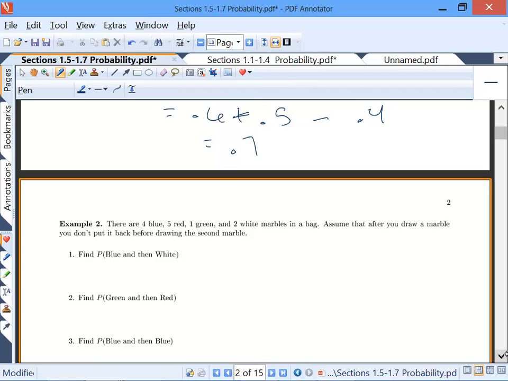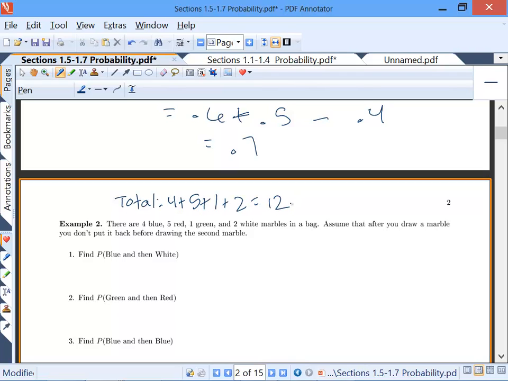Now, anytime you see an "and," that is an intersection, and we know that we are going to be multiplying. But I usually just think about this logically rather than trying to think about formulas. So if we want to get a blue marble first, when I first reach into the bag, what is the probability of getting a blue marble? Or I guess, what is my original total? We might need to know that. 12?